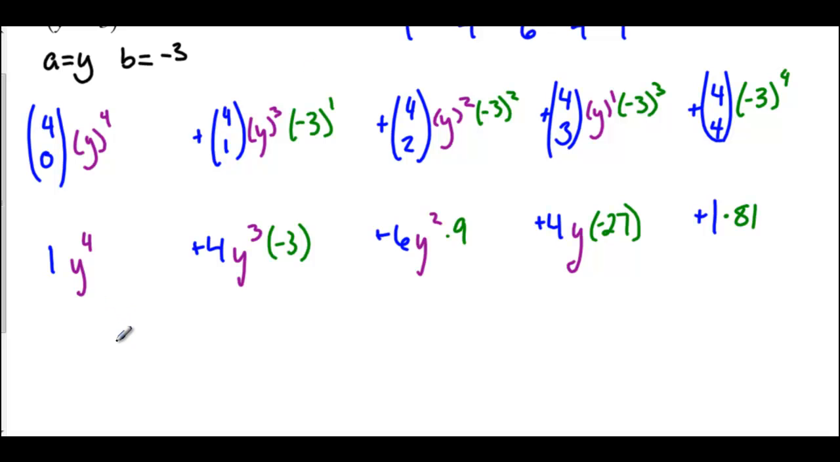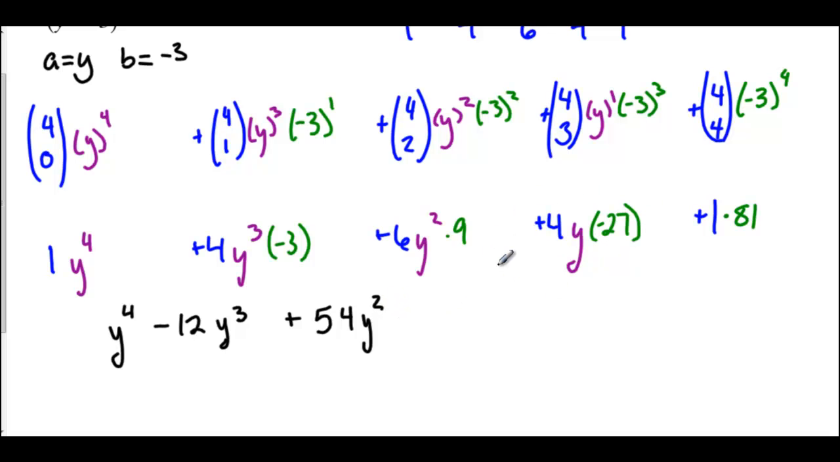Okay, and then we just need to make this look a little bit prettier. So we're going to have y to the 4th. And I was going to write plus, but I can't write plus, because I've got 4y cubed times a negative 3. So it's going to give us a negative 12y cubed. And then over here will be positive. So we're going to have plus, and that's 6y squared times 9. It's going to give us a 54y squared.